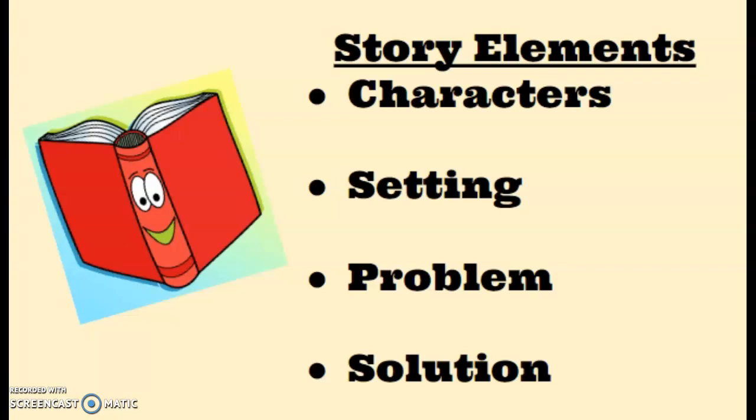As we read stories, one of the things that we want to always look for are the story elements. There are four story elements: characters, setting, problem, and solution. As we read, if we can figure out those four story elements, we have a good idea of what's happening in the story. And if anybody ever asks us to tell about the story, we'll be able to tell them what the story was all about.